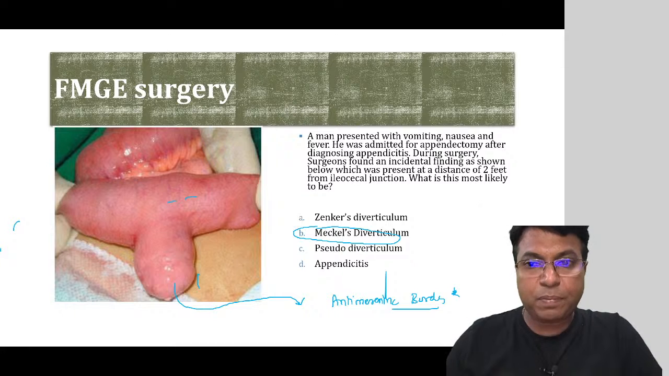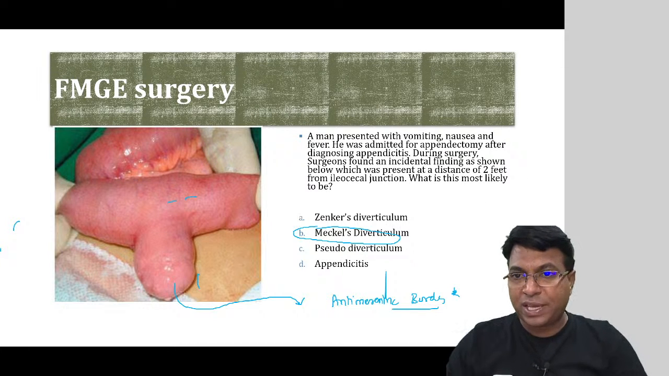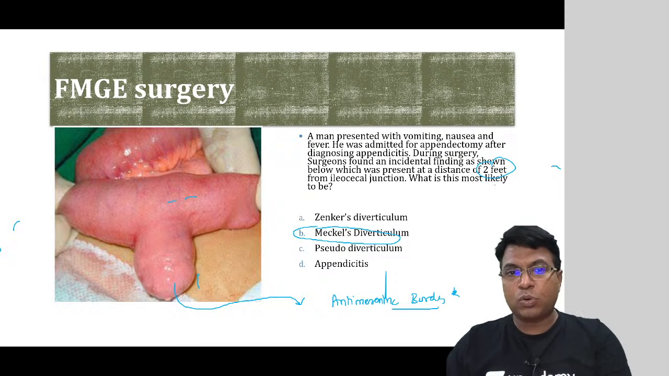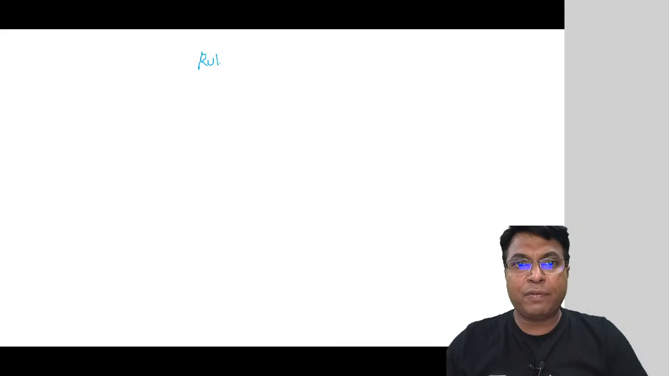This is a 2 feet distance. That answer, the clue is here. That is the rule of 2. What is the rule of 2? Please don't forget the rule of 2. Whenever they mention Meckel's diverticulum, there will always be a rule of 2.